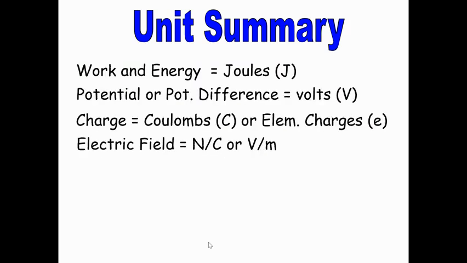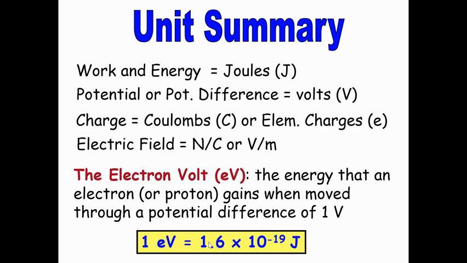So it's important to keep your units straight here. Work and energy measured in joules, potential or potential difference measured in volts, or joules per coulomb. Charge, the SI unit for charge is the coulomb, or sometimes when dealing with small amounts of charge, you'll see elementary charge. Electric field strength is either in newtons per coulomb, or it can also be calculated in volts per meter. And the electron volt, which we just went over, is a unit of energy. And 1 eV is equal to 1.6 times 10 to the negative 19 joules.